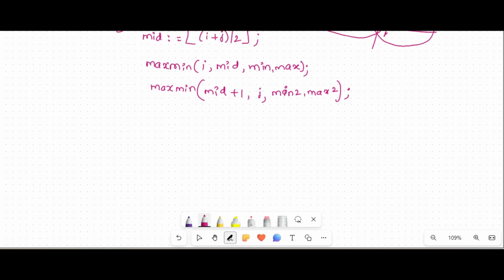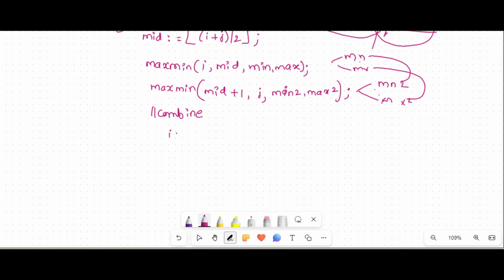Now you have divided. After dividing, what we have to do? We have to combine the solution. That means here you will get some minimum and some maximum, and here you will get minimum 2 and maximum 2. Now we have to compare these two. This minimum is compared with this minimum 2, and this maximum we have to compare with this maximum 2.